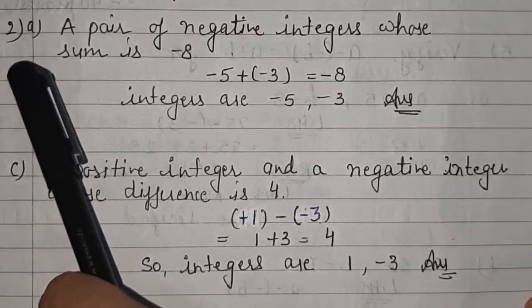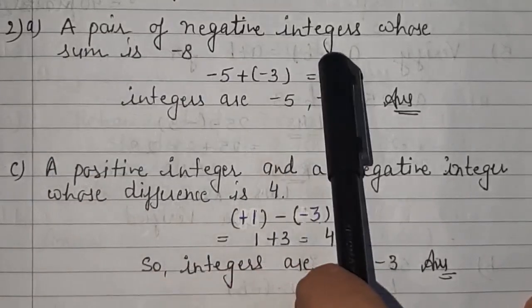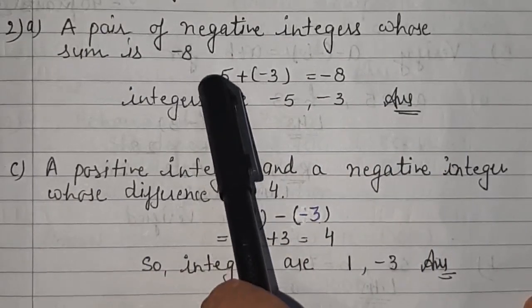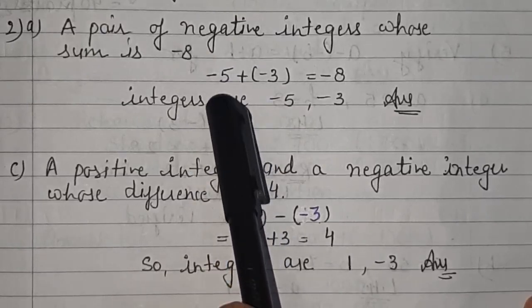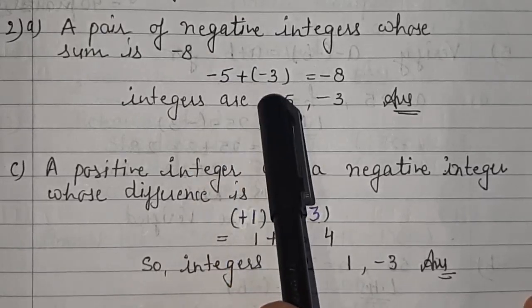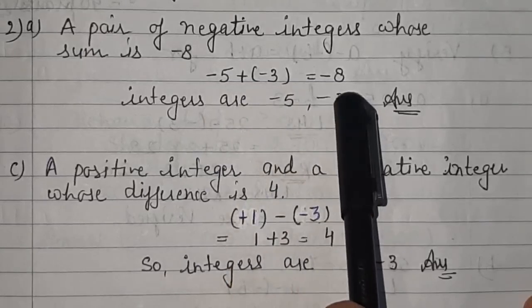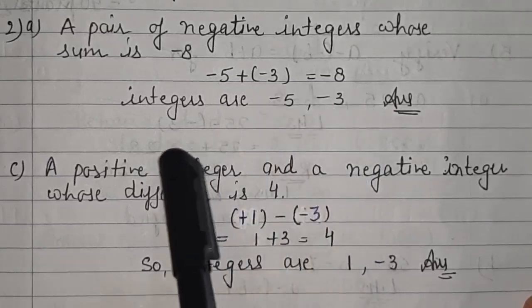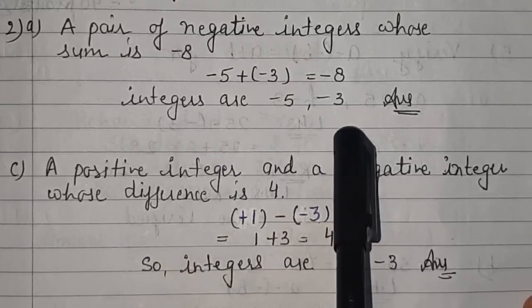Now come to sum number 2. Write down a pair of negative integers whose sum is -8. Here again, many answers are possible. I have taken -5 and -3. When I add these two integers, the answer is coming -8. Right? So the integers are -5 and -3.